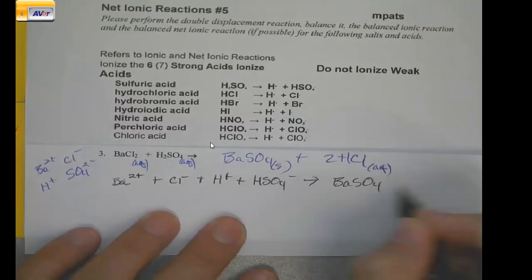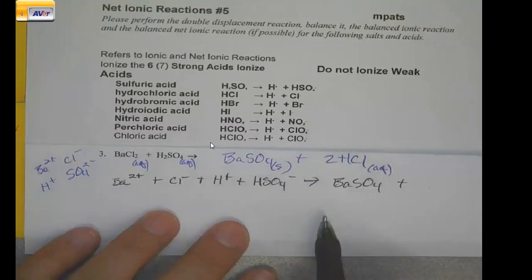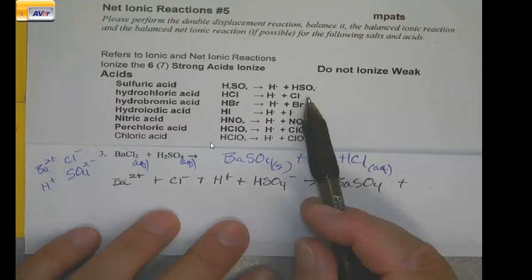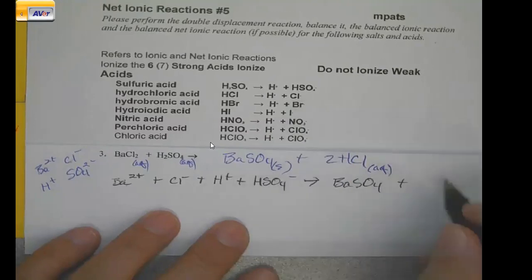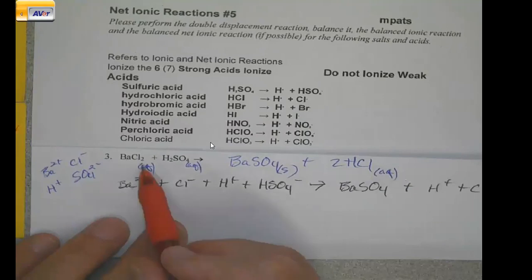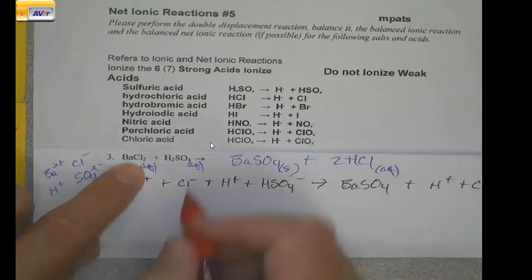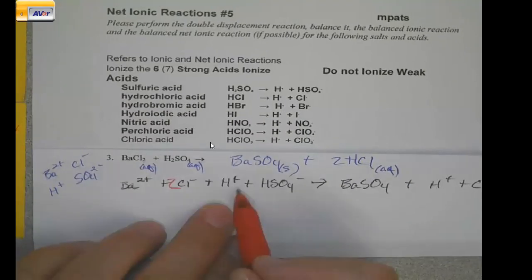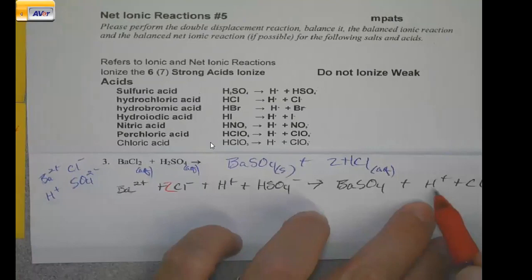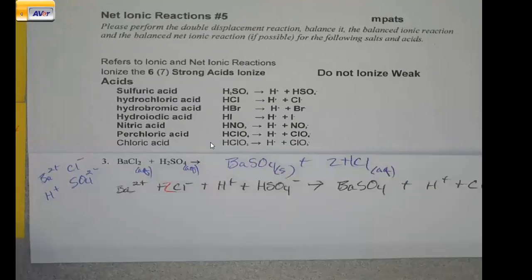Okay, and then what do we do with the HCl? Break it up. Okay, so what's that going to be? H plus plus Cl minus. Perfect. Okay, now we got to balance this. How many Cl's do we need here? 2. The H's are balanced. We have 2 H's here, 2 H's there. How many H pluses do we need over here? 2 as well.